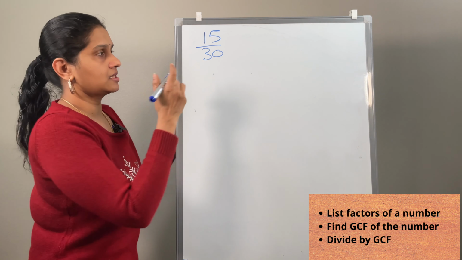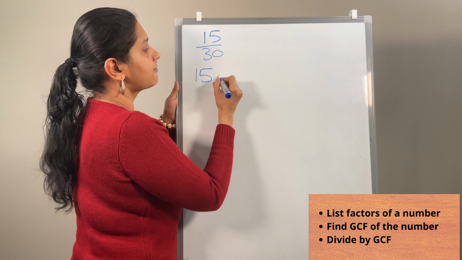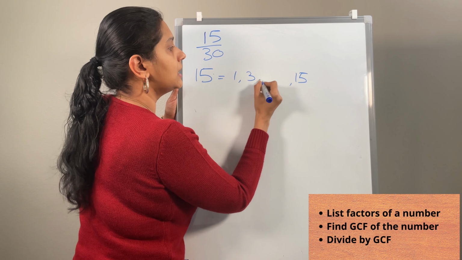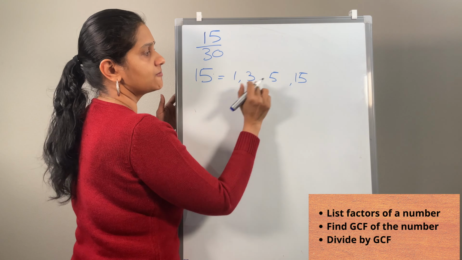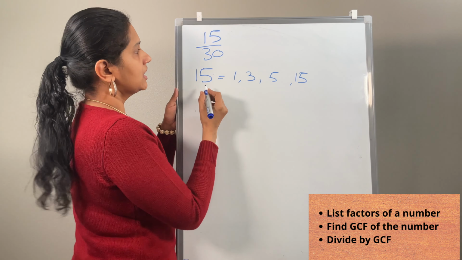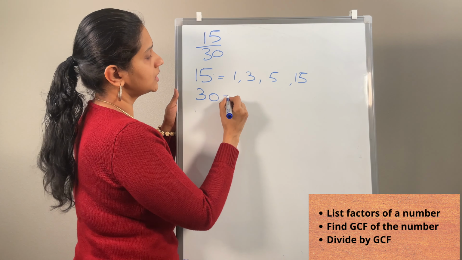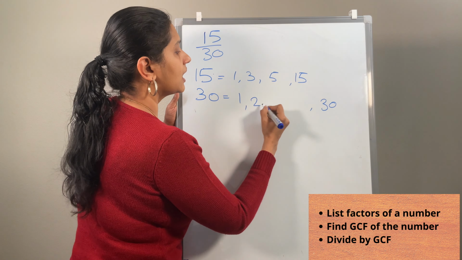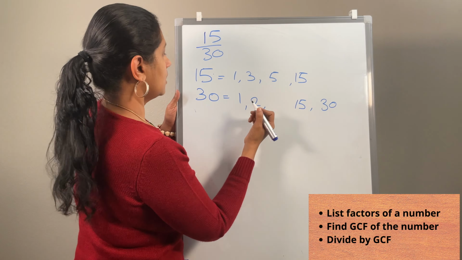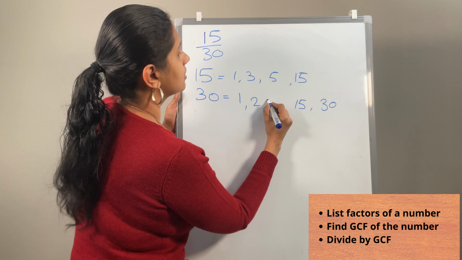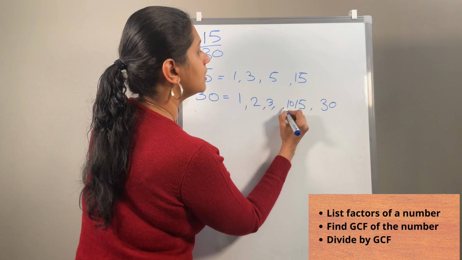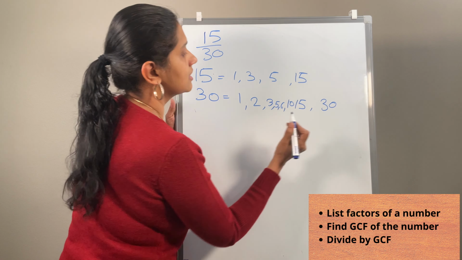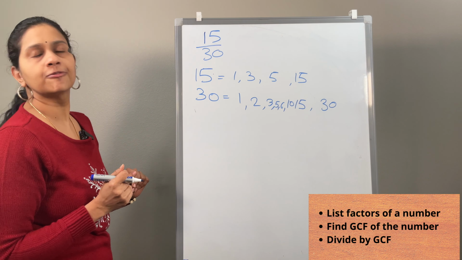Find the factors. So first find the factors of 15. It's going to be this, right? 1 times 15, 3 times 5 is 15. Next, factors of 30. 1, 30. 2 times 15. 3 times 10. It won't go in 4, it will go in 5. 5 times 6. So these are all the factors of 30.